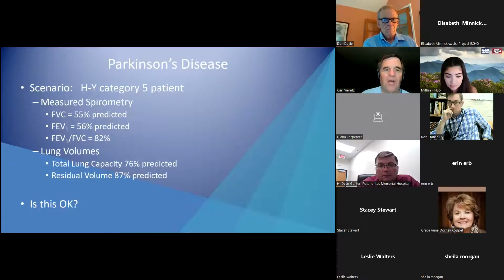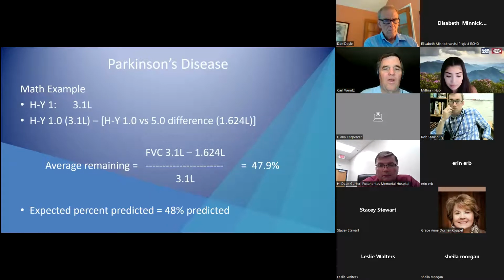My patient had a measured FVC of 55%, FEV1 56% predicted, and a normal ratio of 82%. And his lung volumes were decreased slightly. So my question was, is this due to his spirometry? I'm sorry, is this due to his Parkinson's disease or some other cause? Back to doing my math.